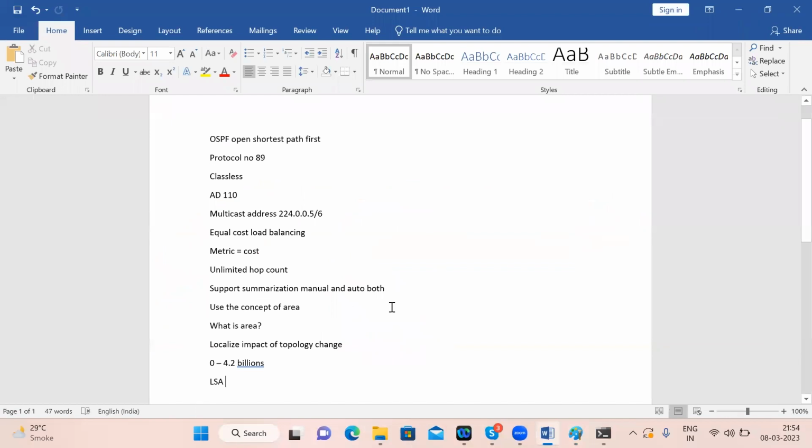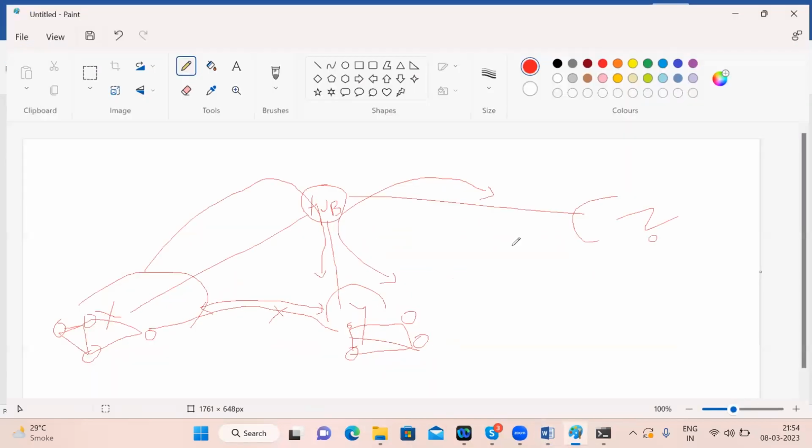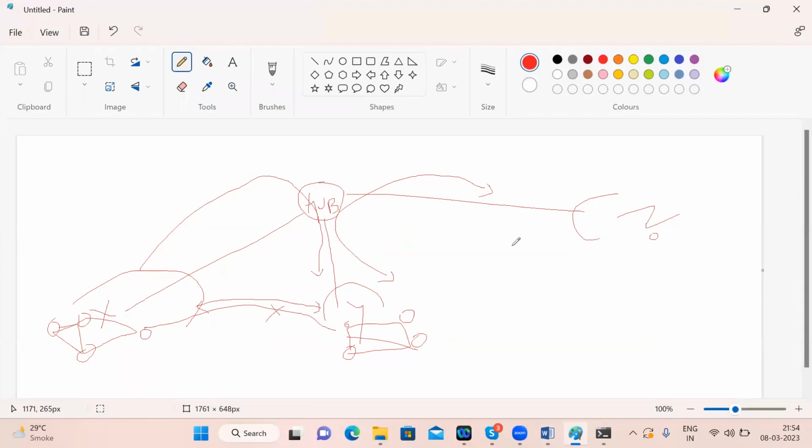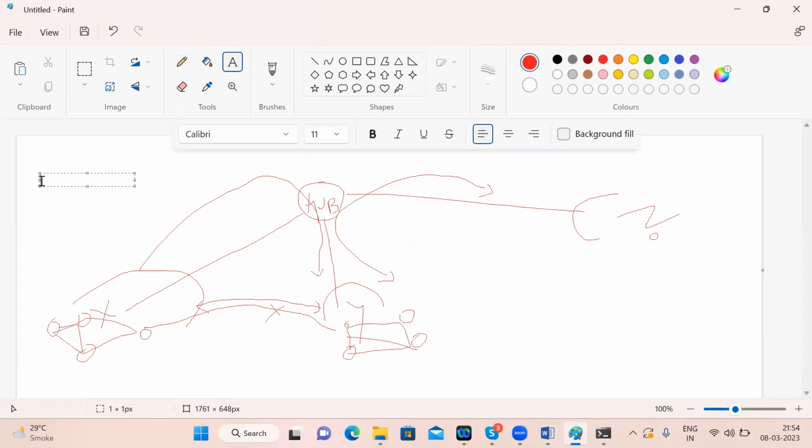Before moving forward, I have another question related to the multicast addresses, 224.0.0.5 and 224.0.0.6. Where exactly are we going to use the 5, and where is the router going to use the 5 and 6? OSPF supports different types of network, which is known as the point-to-point network. I think you guys have heard about it.